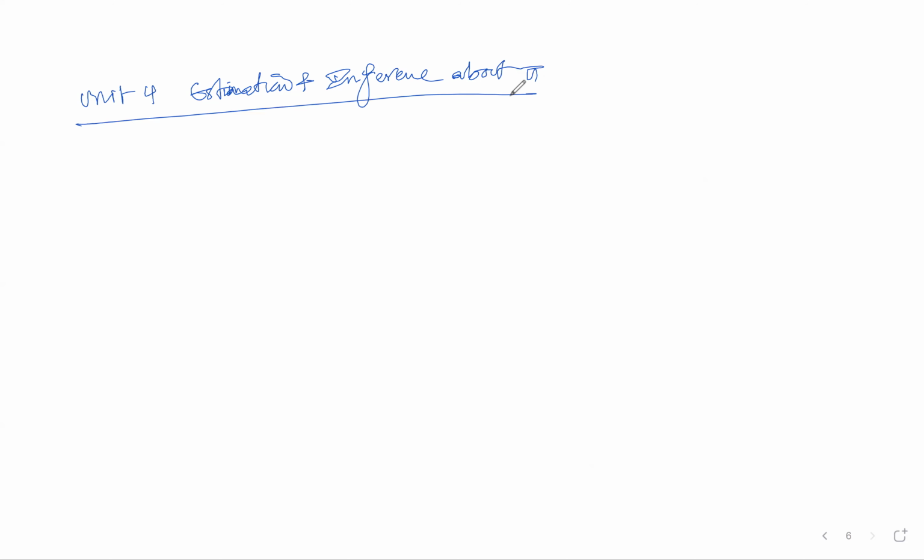So this is unit 4. Unit 4 is estimation and inference about pi. In this one, we talked about the frequency approach and the Bayesian approach.